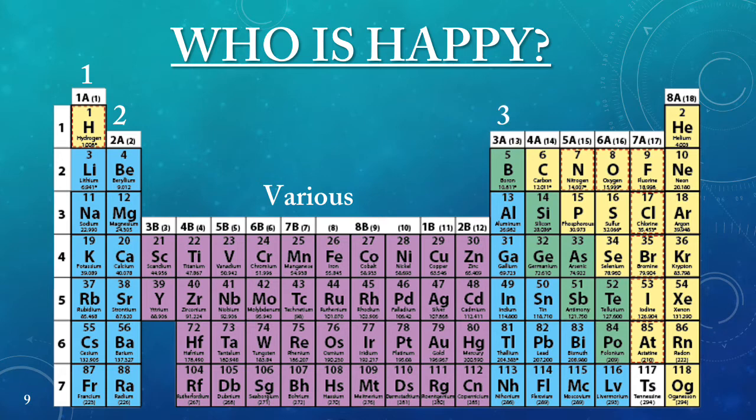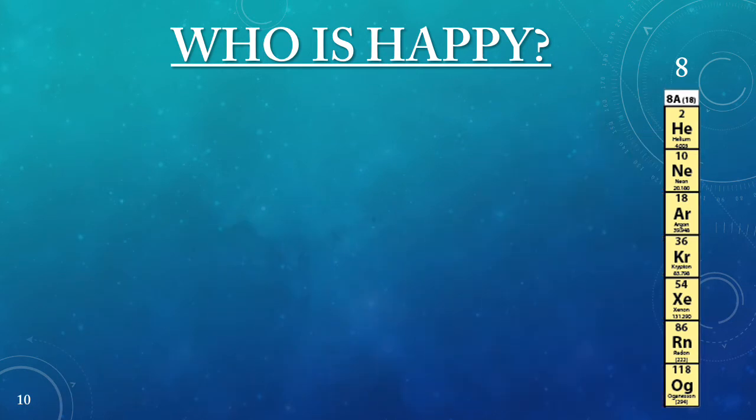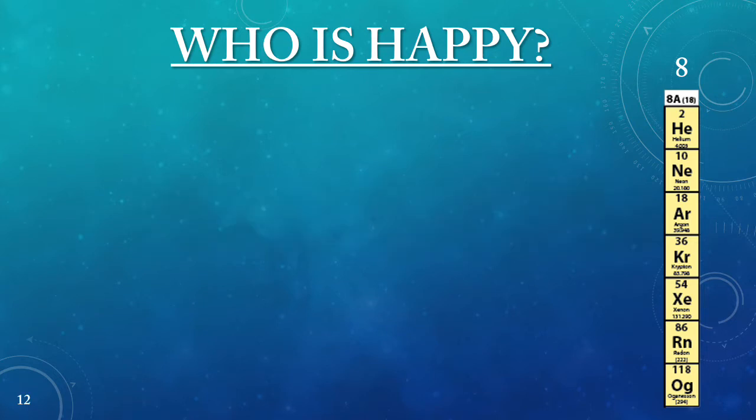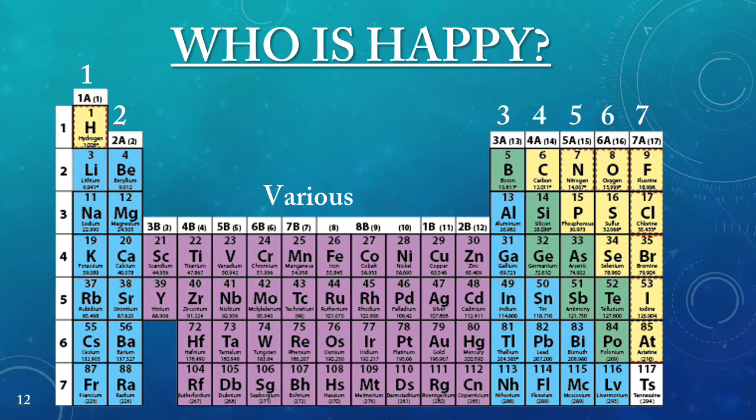And then we have boron is 3, carbon 4, nitrogen group is 5, oxygen group is 6, the halogen group is 7, and the noble gases is 8. So, of all of these, the only ones that are actually happy are the elements in group 8A. Now, these are all my neutral atoms. And the only ones, again, that are happy are my noble gases in group 8A. Does that mean that the rest of the elements can't be happy? No, not really. They can be happy, but they have to do some things.